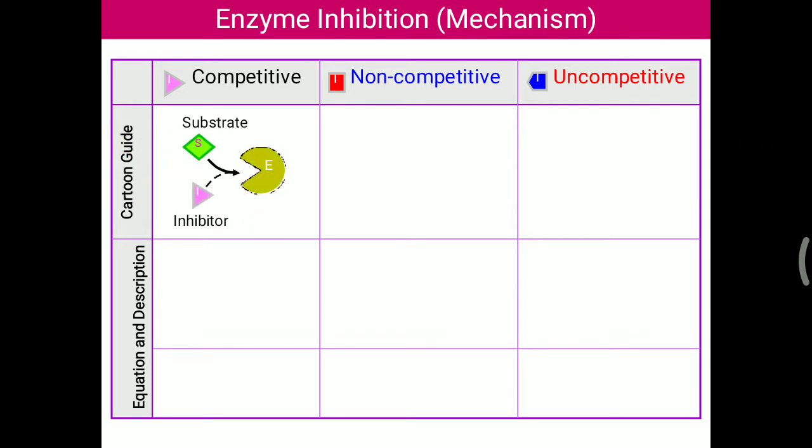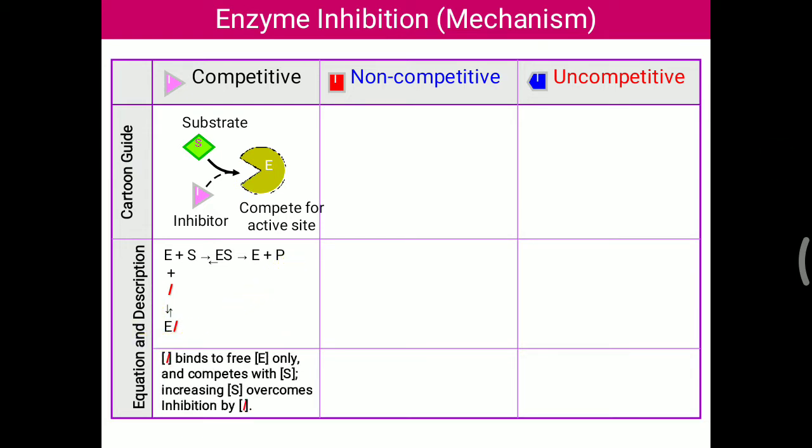In competitive inhibition, the substrate generally attaches to the enzyme, but here an inhibitor molecule that is structurally similar to the substrate is competing for the active site on the enzyme. So the inhibitor, being structurally similar to the substrate, competes with the substrate, making it a competitive inhibition. Normally enzyme plus substrate makes the ES complex, and from that product is generated, but in this inhibition the inhibitor attaches to the enzyme, making an enzyme-inhibitor complex, and from that product will not be generated. So the inhibitor binds to the free enzyme only and competes with the substrate.